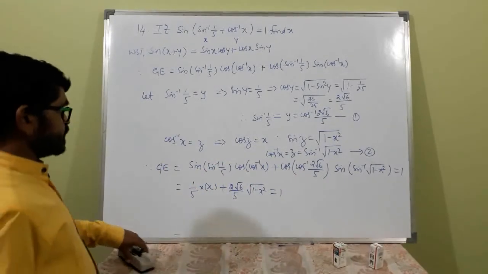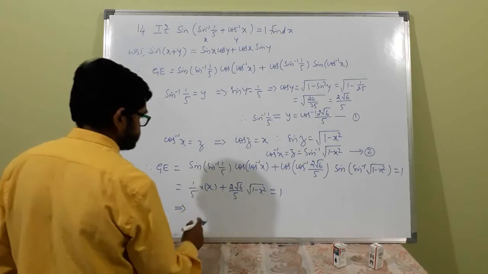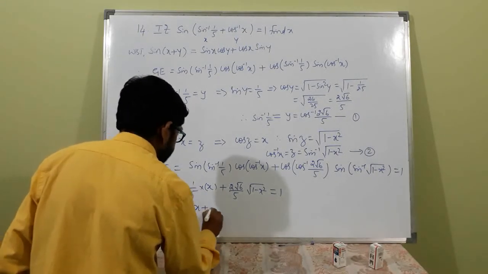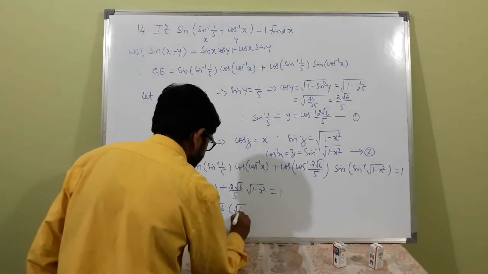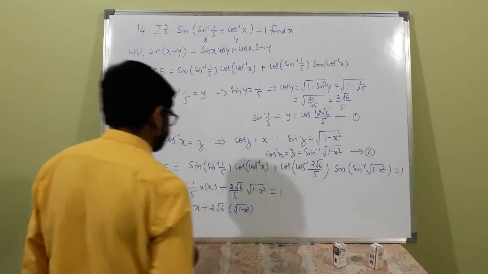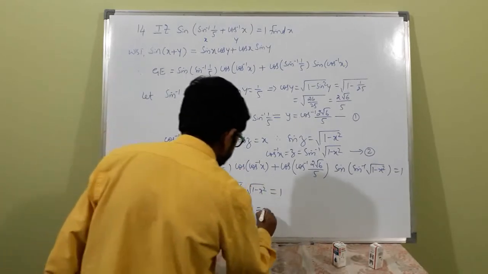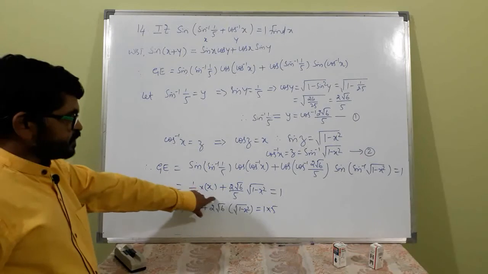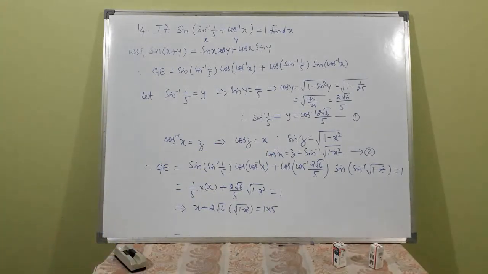So if you take the LCM, what happens? 5 is the LCM, so x plus 2 root 6 root 1 minus x squared is equal to 1 into 5. You got it? Taking LCM as 5 and cross multiply. Now if you want, you take this.